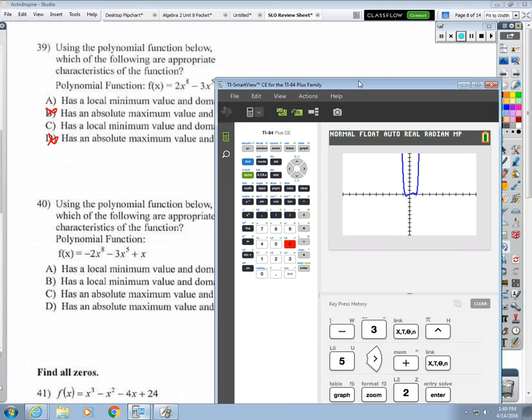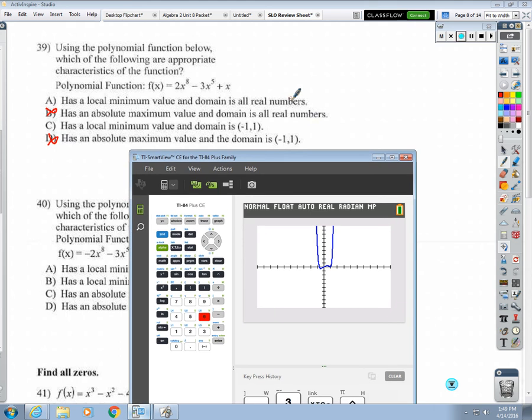Okay, now we need to decide, is the domain all real numbers, or is the domain from -1 to +1? All real numbers. Because right now it kind of looks like it's between -1 and +1. But does it mean that it's going to go straight up forever? As it goes up, isn't it slightly going left and right? So that's all real numbers.